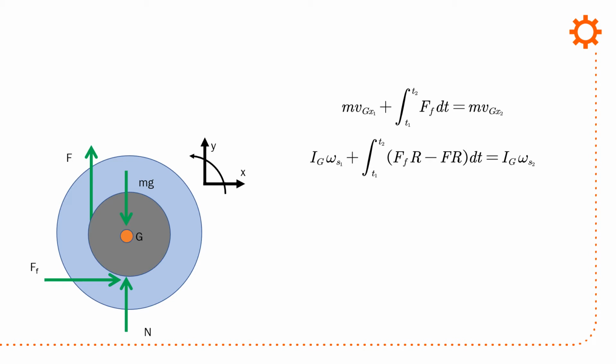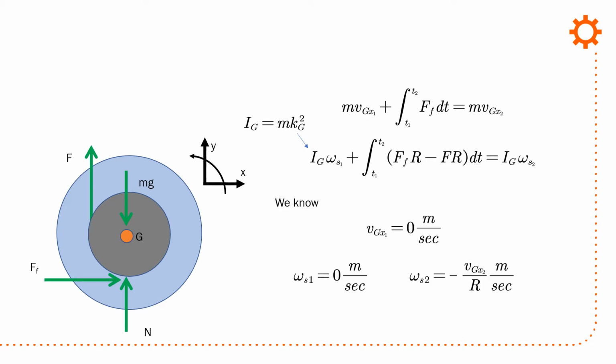Finally, I have IG omega s1 plus, from time 1 to time 2, the force of friction times the inner radius minus the force of pull times the inner radius, over delta t, which is that 2.3 seconds. IG omega s2 is the final rotational speed of the system. IG I know because it's a radius of gyration, so it's m kG squared. And I also know that this thing starts at rest and has an initial velocity of 0 meters per second.